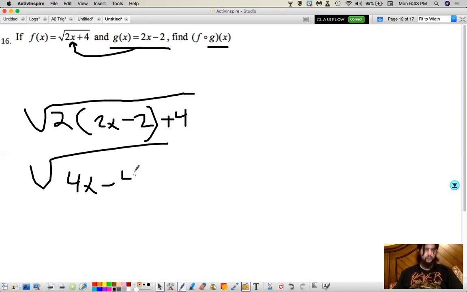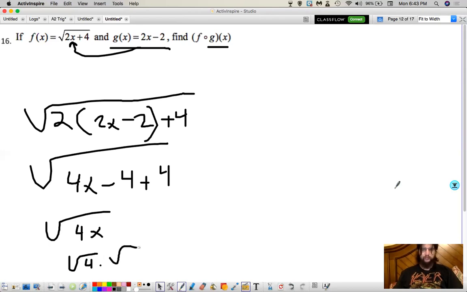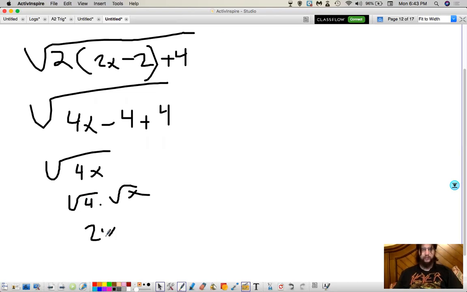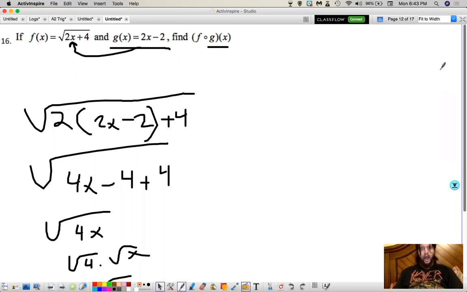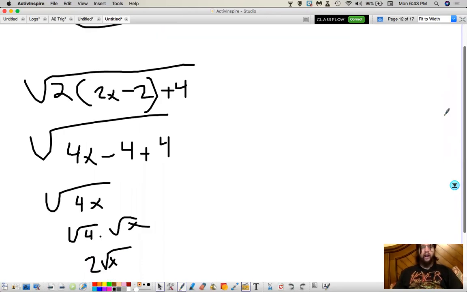4x minus 4 plus 4. Is that just x? That is just x, okay. That's the square root of 4x. Now this is probably a bit of a trick. That's the square root of 4 times the square root of x, right? So that is 2 square root of x. Yeah, that's all you've got to do there.